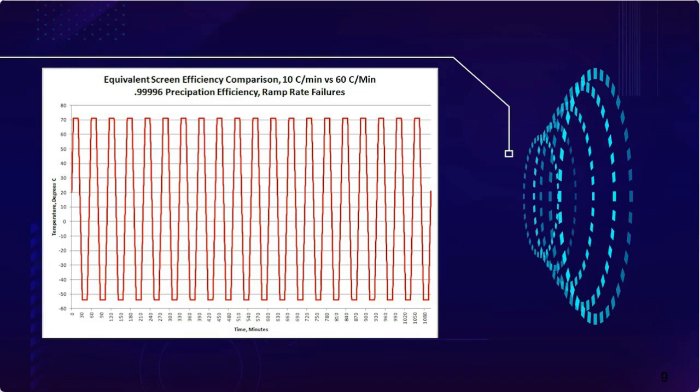Now, this slide shows 20 thermal cycles being done with ramp rates of 10 degrees C per minute. If you run these, and they're running from about minus 55 to plus 72, it looks like, and you run those numbers through the screening efficiency calculations, you come up with an efficiency of 0.99996. Now, again, that's 20 cycles running at 10 degrees C per minute.